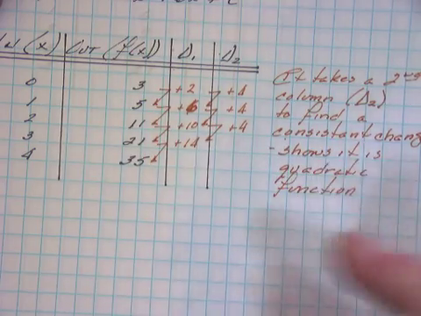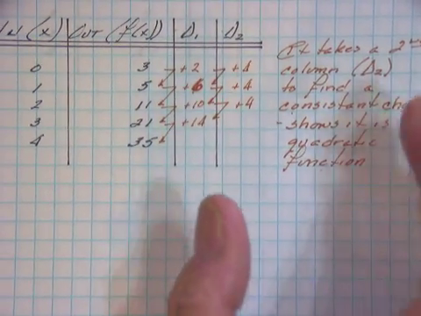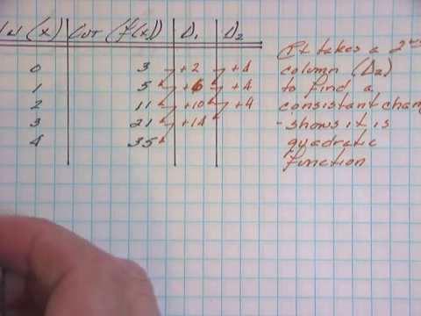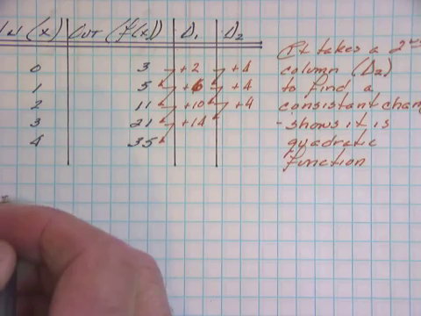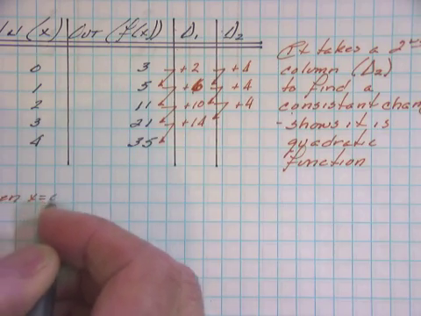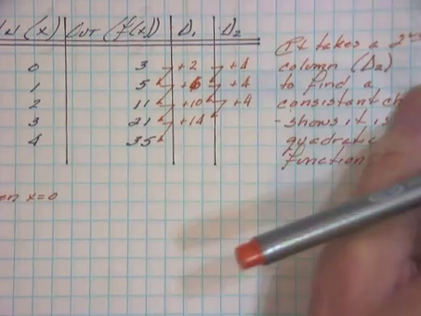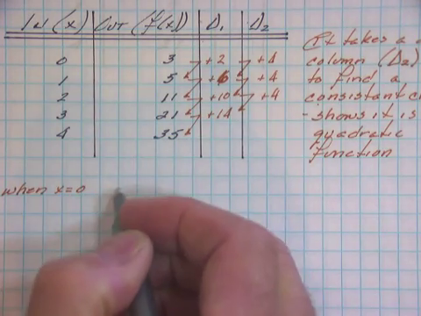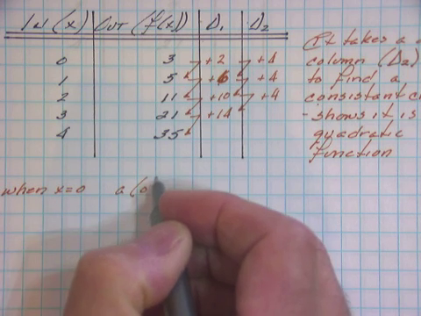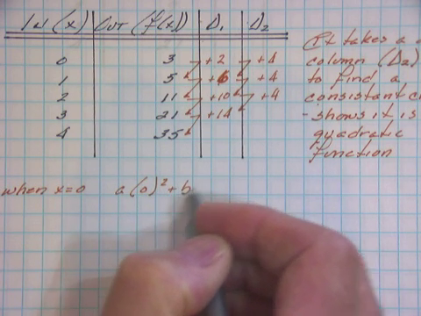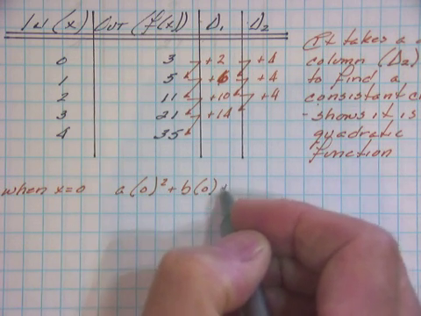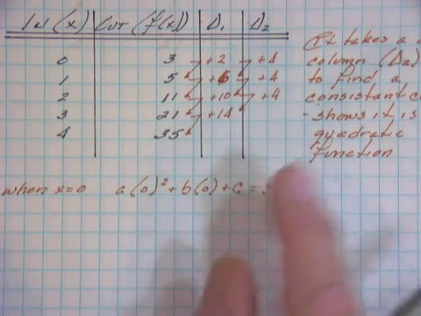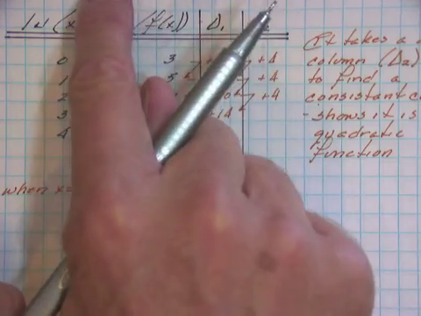Okay, all right, so what I want to do now is begin breaking this down. So what I'm going to do is go when x equals 0, okay, so that you can't see it. When x equals 0, a times 0 squared plus b times 0 plus c equals 3.